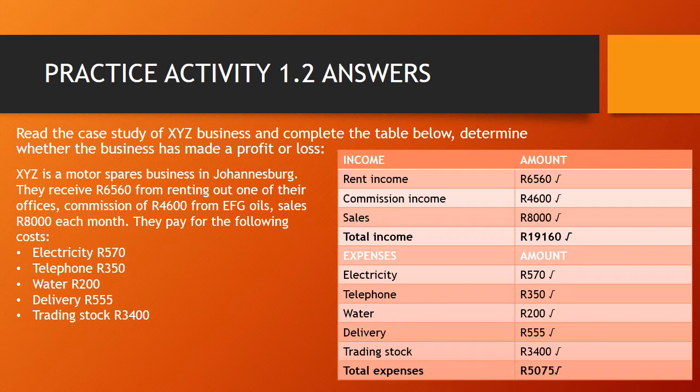And so once we are done writing all our expenses, we need to calculate the total amount of all the expenses. Now, our total amount is 5,075 rand. When we look at our total income, total expense, our total income is definitely more than our expense, meaning that this business has made a profit.